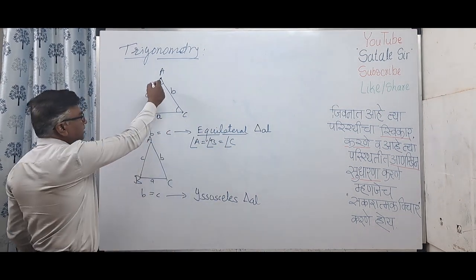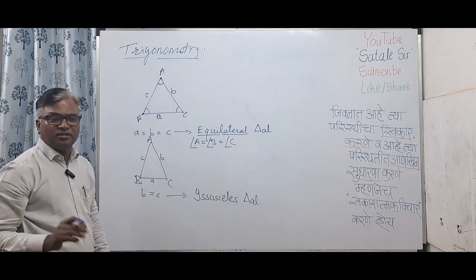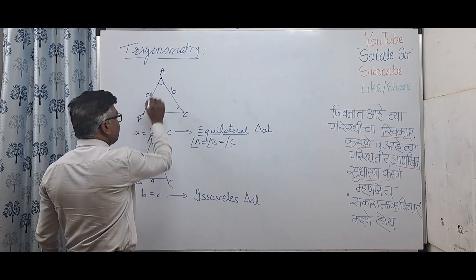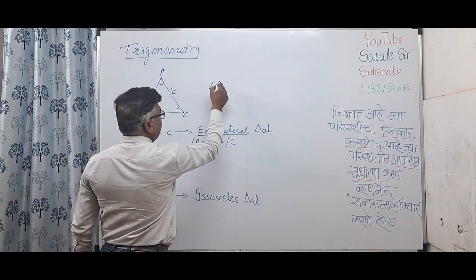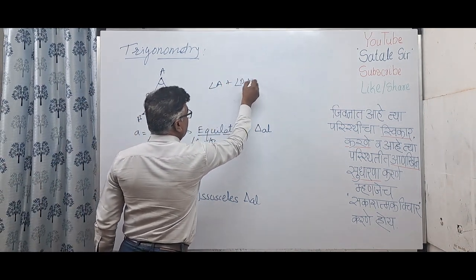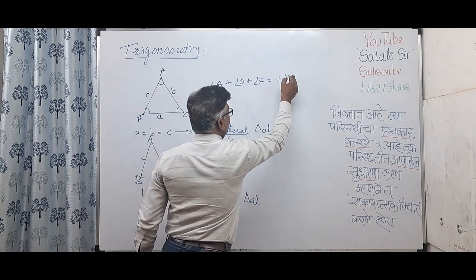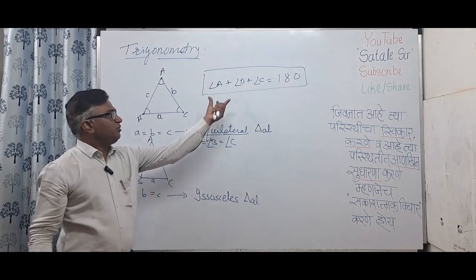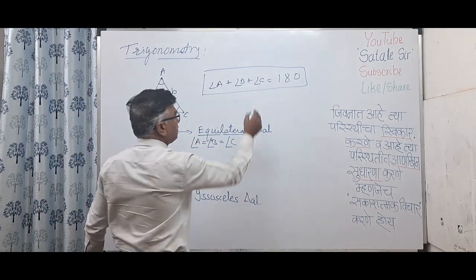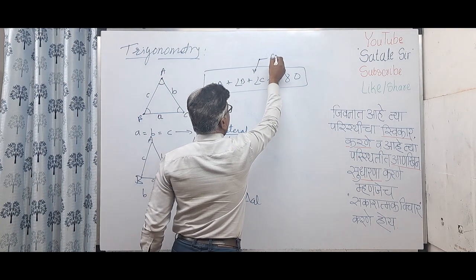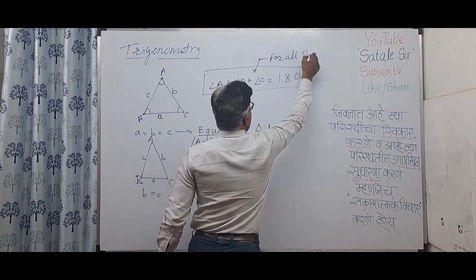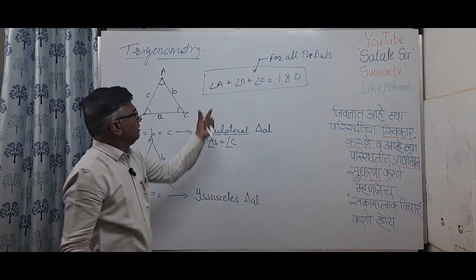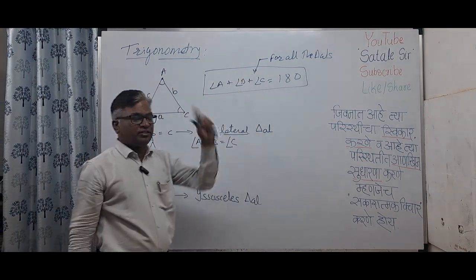Now the sum of the internal angles of a triangle is always 180 degrees. So if I add angle A, angle B and angle C, angle A plus angle B plus angle C is always equal to 180 degrees for all triangles. This rule is applicable for all triangles, and I just write it out here. So whatever be the type of triangle, this rule will be applicable to that triangle.